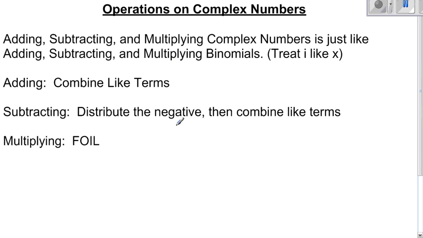For subtracting, you would just distribute the negative and combine like terms. And then multiplying, you have to FOIL. With that, you'll get an i squared, so you need to remember i squared equals -1.